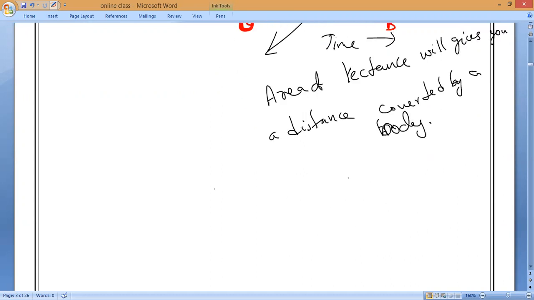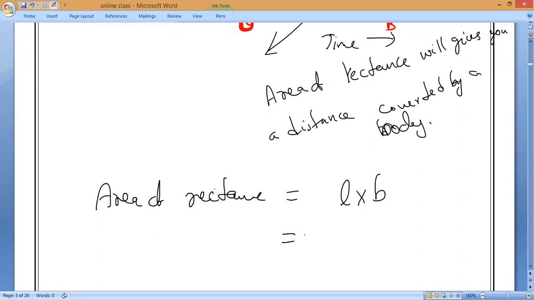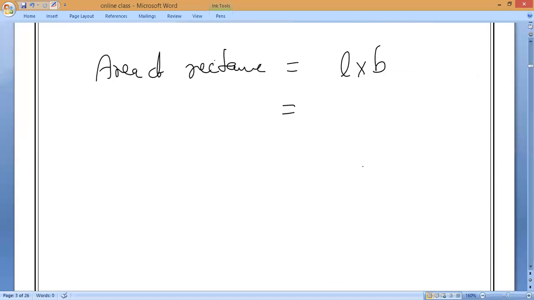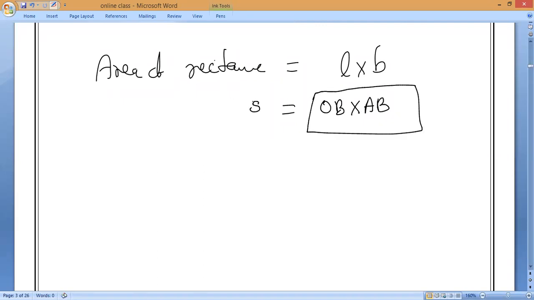So what is the area of a rectangle? Tell me, everybody. Area of rectangle formula is length into breadth. Now, which is the length here? Speed, sir. OB is the length. And which is the breadth here? AB. So if you multiply OB into AB, it will give you the distance traveled by a body.